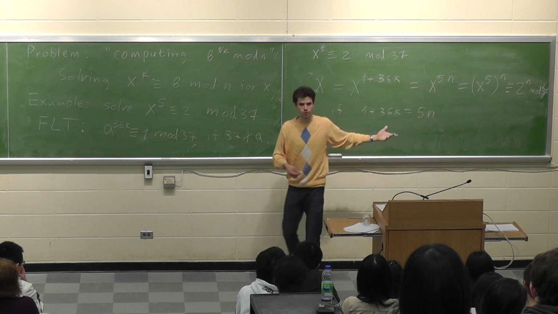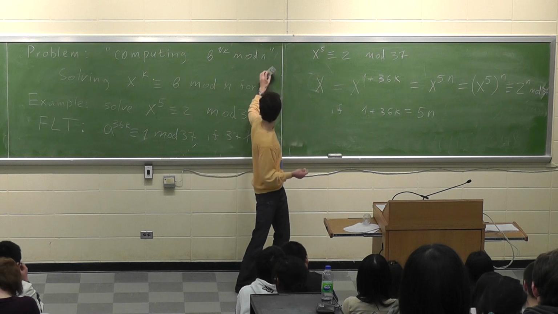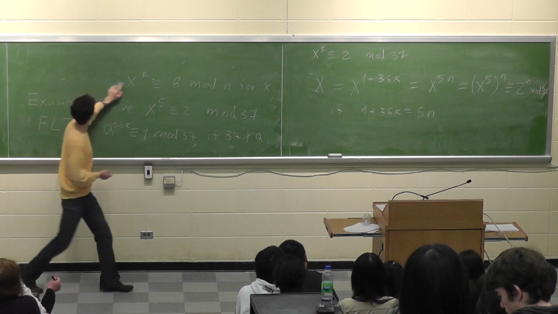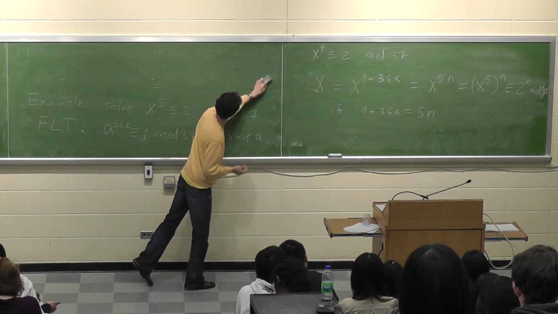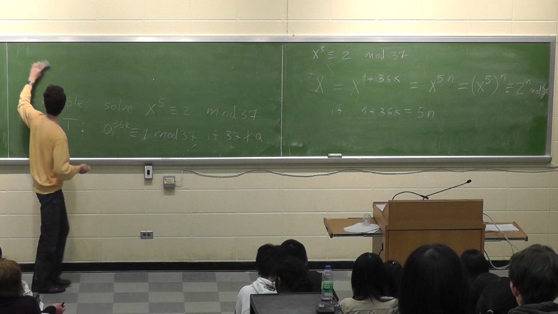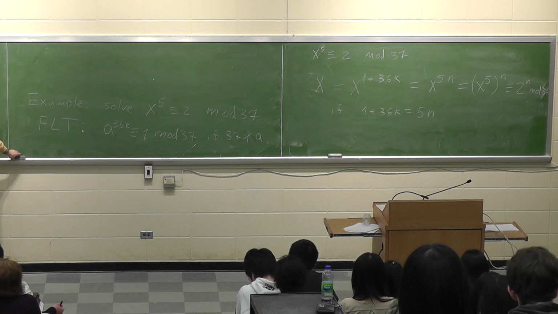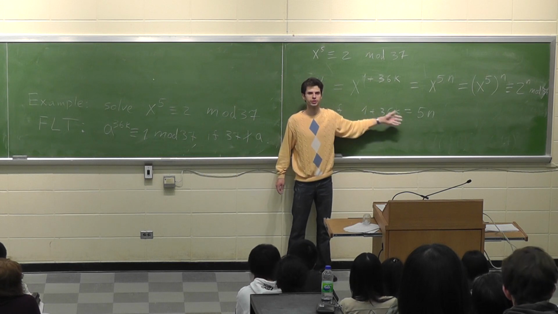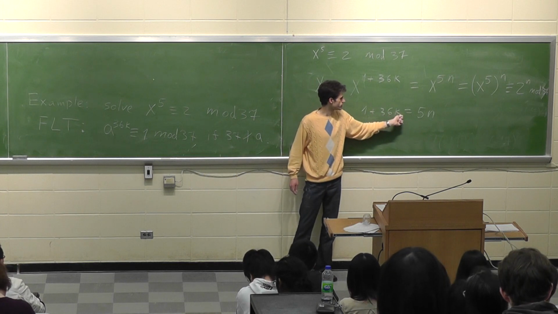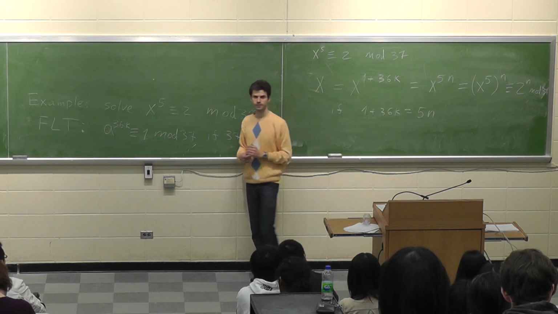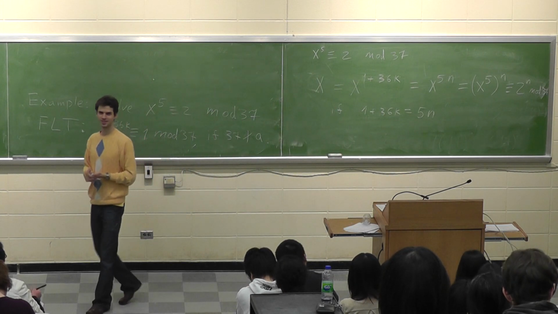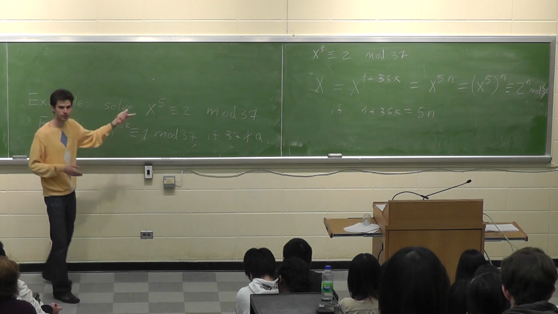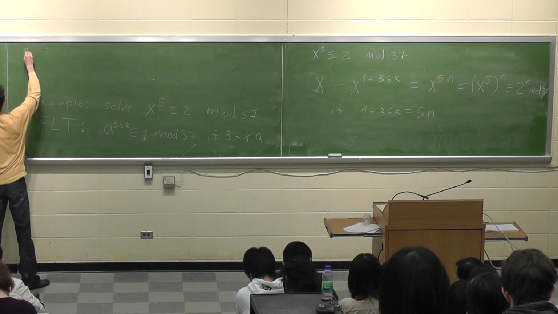So let's actually do this in this example. In this example, I want to actually solve this equation: 1 plus a multiple of 36 is a multiple of 5. How do we solve these equations? Well, we know how to do it. We just devoted the lecture to how to solve linear equations.